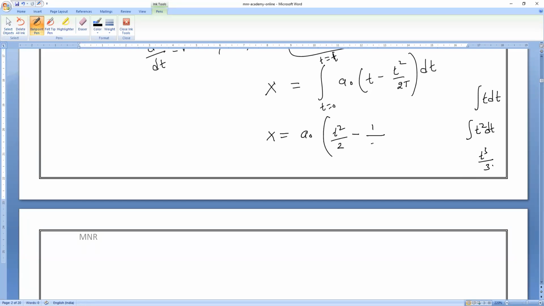So this I will write as 1 by 2t into t cube divided by 3. So finally, limits, let me take 0 to t. Of course, I will directly substitute it. So 0 no need. So x is equal to a naught into t square by 2 minus t cube divided by 6t. Do you all understand? Everybody?